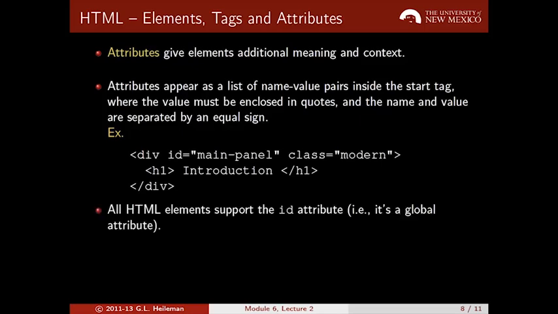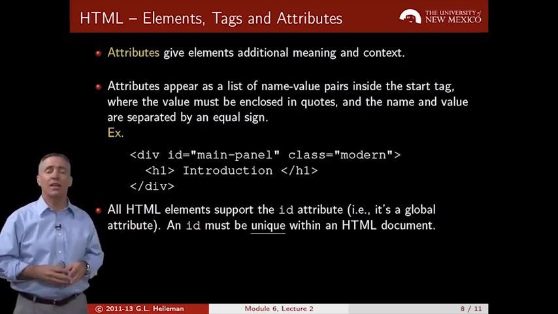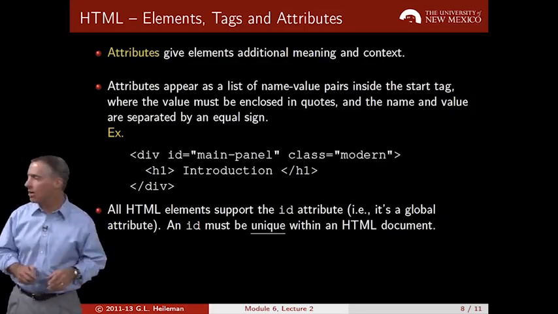The id attribute is very important. Almost every HTML element can hold an id attribute, so it's a global attribute. One thing that's required for the id attribute is that it has to be unique. You can't give two HTML elements the same id. The class can be shared by many, but the id must be unique.